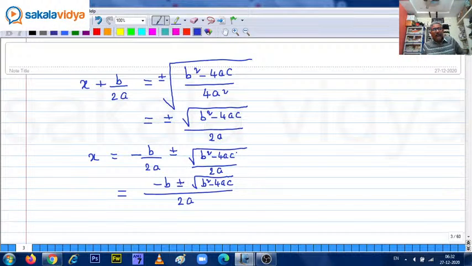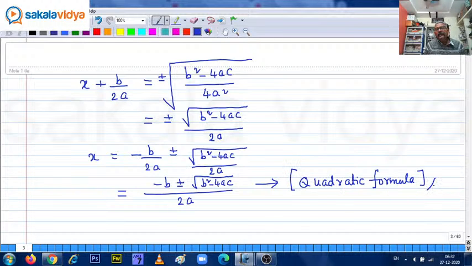This formula can be used to find the roots of any quadratic equation. So it is called the quadratic formula. This is named the quadratic formula. This method is known as the completing the square method.